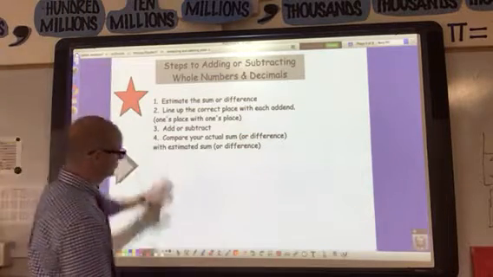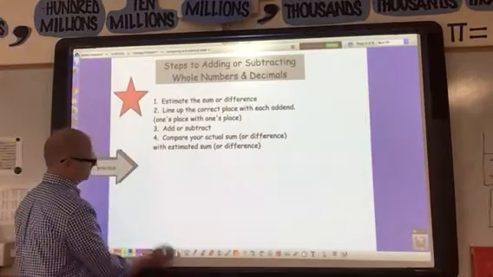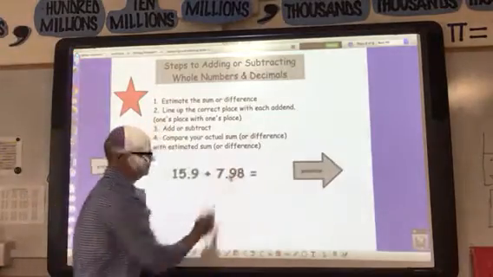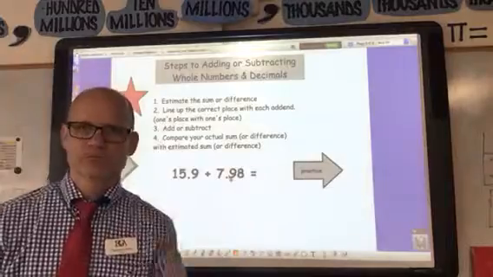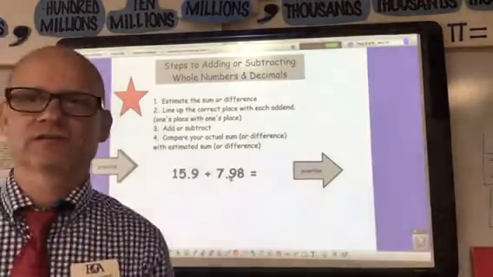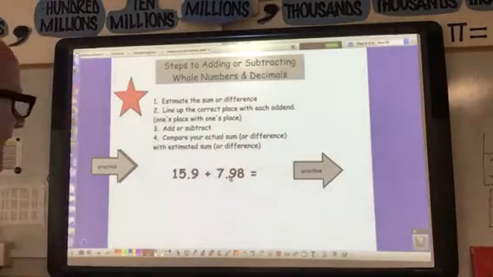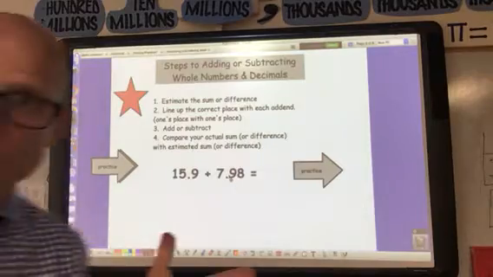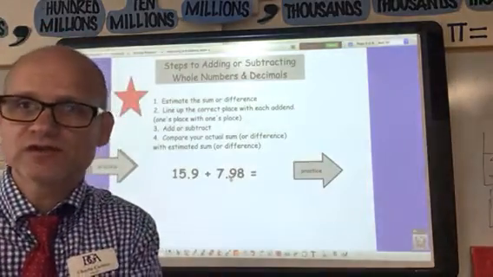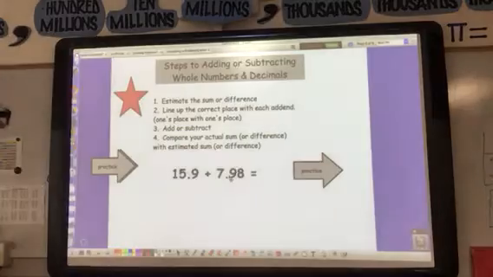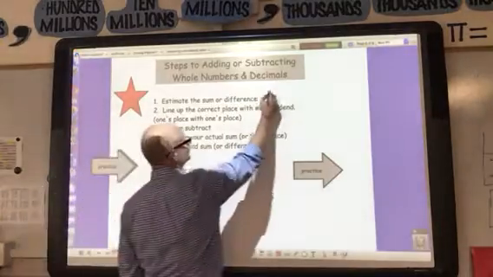So the very first thing you should do when you see a problem is estimate. If you get a problem like this, you should just estimate. Your brain should be thinking to yourself right now, hey, I have roughly 16. I have roughly 8. 16 plus 8, that's about 24. I should get about 24. And that's step 1. You should just use mental math.